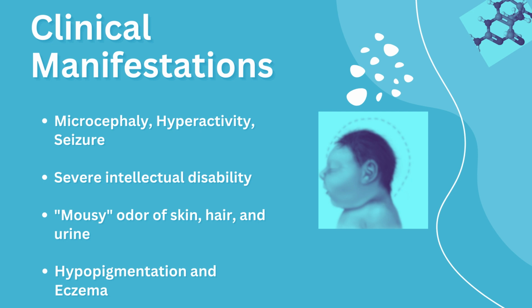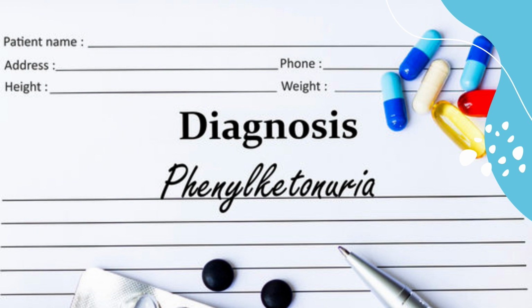In contrast, affected children who are detected and treated at birth show none of these abnormalities. Diagnosis is made through newborn screening. This includes the determination of blood phenylalanine levels. Abnormal values are confirmed using quantitative analysis of plasma amino acids.